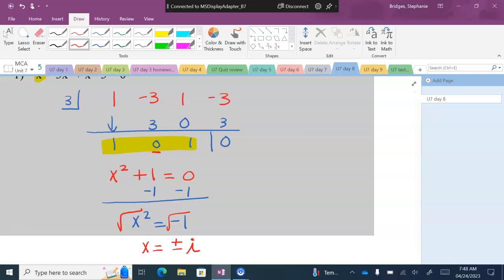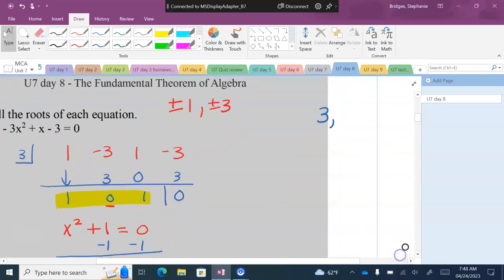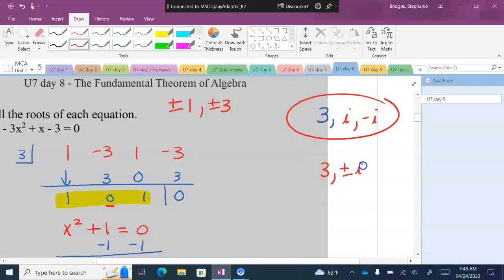We found positive 3 was one of our solutions. And then I solved what I had left, the x squared plus 1 equals 0. And I got the other two solutions would be a positive i and a negative i. So when I write my answers, you can either write it out as positive i and negative i, or you can just write it as 3 and then plus or minus i. That is 3 solutions. One of them is a rational solution. The other 2 are imaginary solutions.